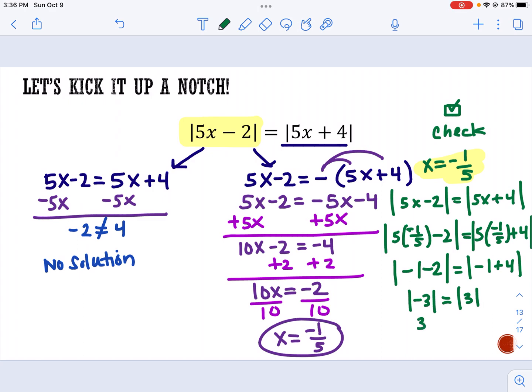The absolute value of negative 3 is 3, and the absolute value of 3 is 3. This holds true. So I go back here: x equals negative 1/5 does satisfy my original equation. So my final answer in set notation is negative 1/5.